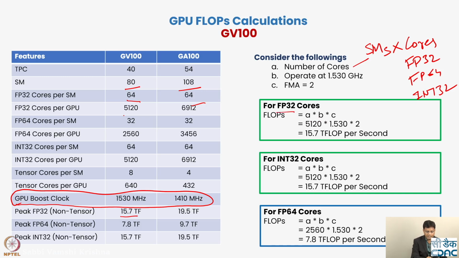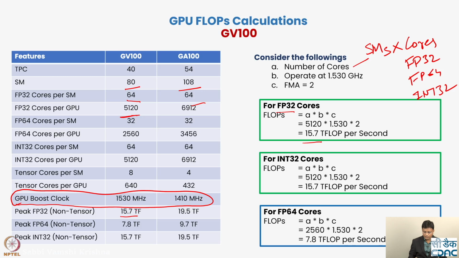You can see here that 5120 cores are available. This should be multiplied by the frequency of 1.5, which is given in megahertz, so I have converted it into gigahertz, and it is multiplied by 2. With that you can see I am getting the value of 15.7 teraflops per second, and this exactly matches the value mentioned in the data sheet.